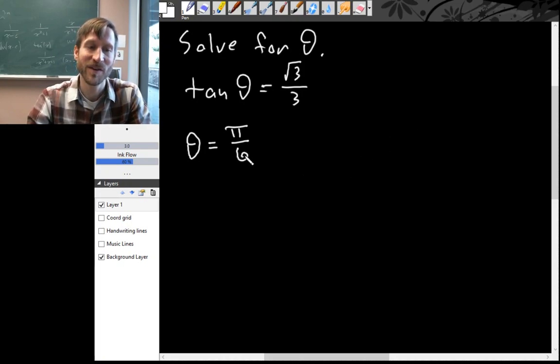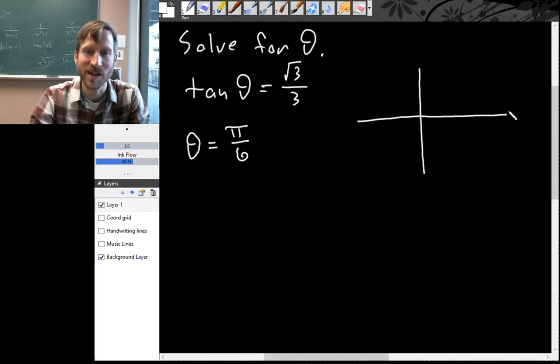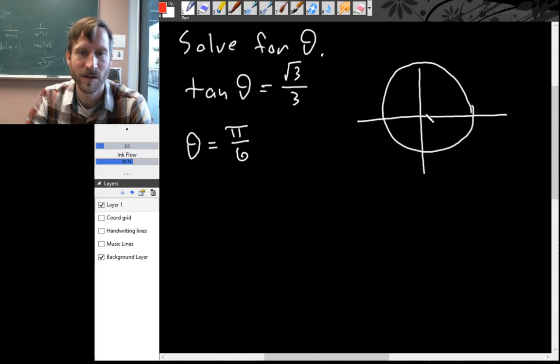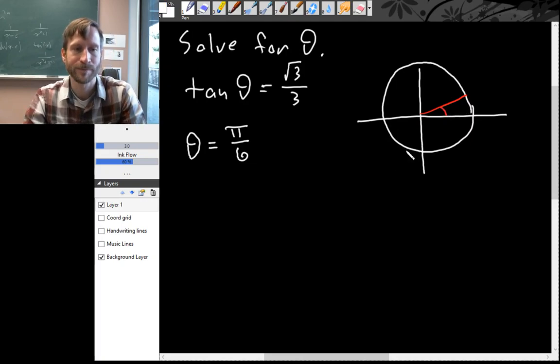So it's pretty easy to find one solution for this equation, but remember, to solve an equation we need to find every solution. So let's draw a most important diagram and think about what other solutions there might be. Okay, so root 3 over 3 is going to give us a line with slope something like this, and pi over 6 is this angle.